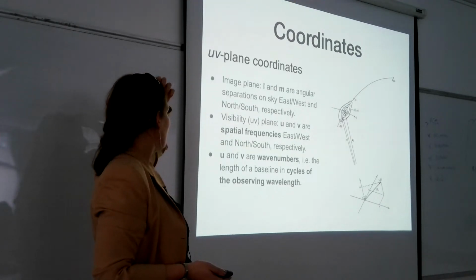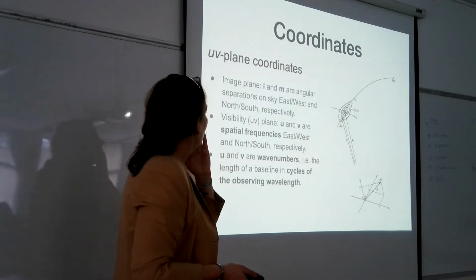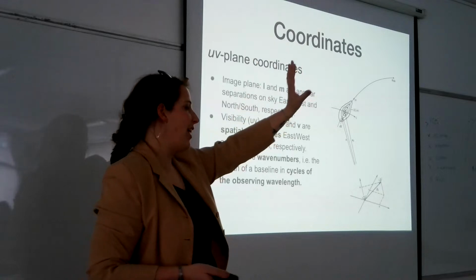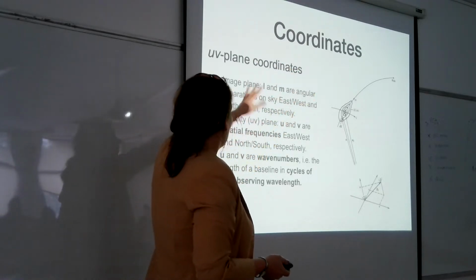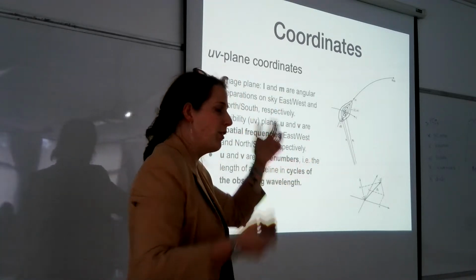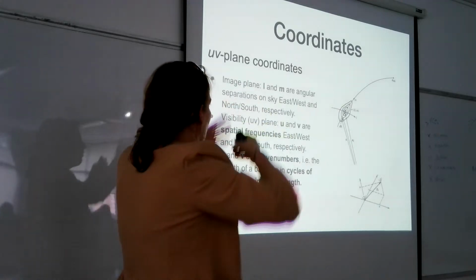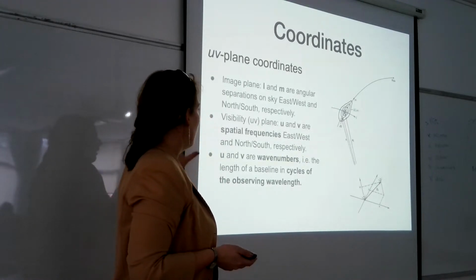So let's now talk a little bit more about coordinates. So we like to think of objects in the sky as being these 2D structures, and you can express that in coordinates L and M. You can also say X and Y or right ascension and declination. But for now we call them L and M for east-west and north-south.